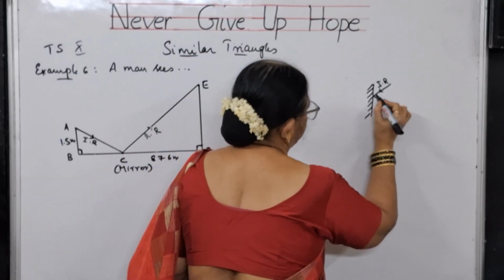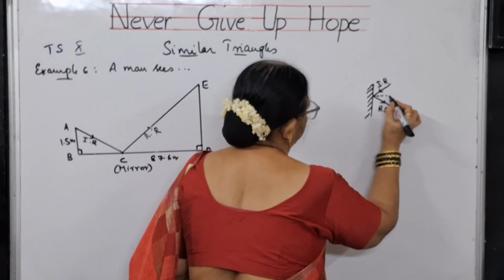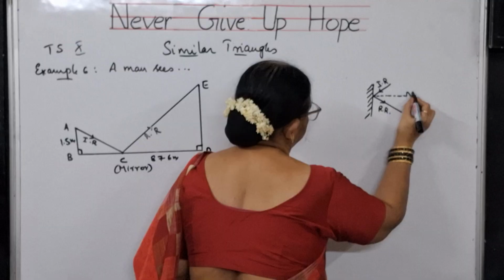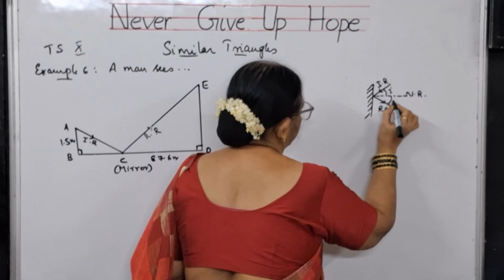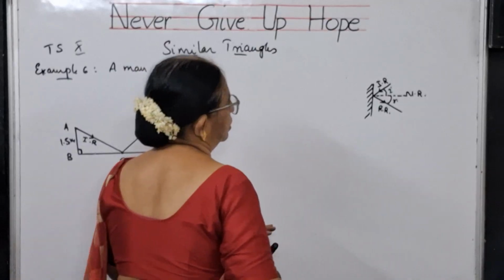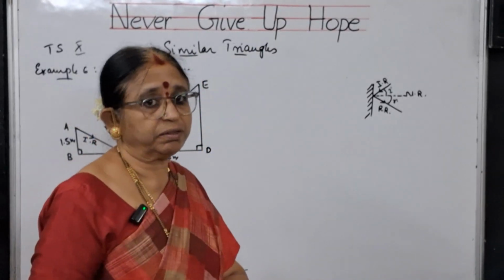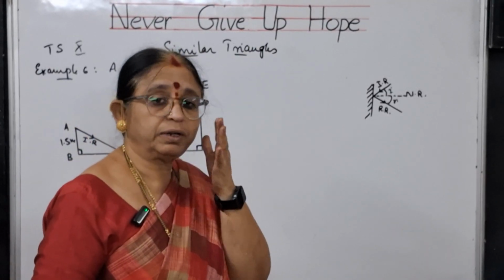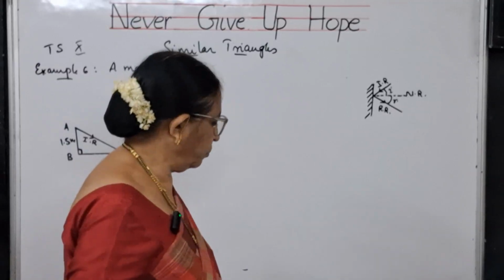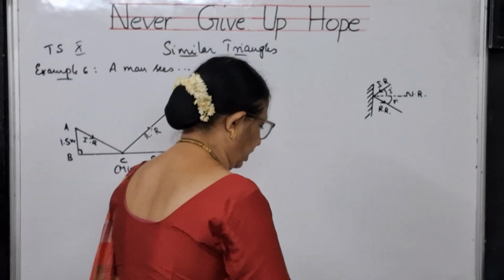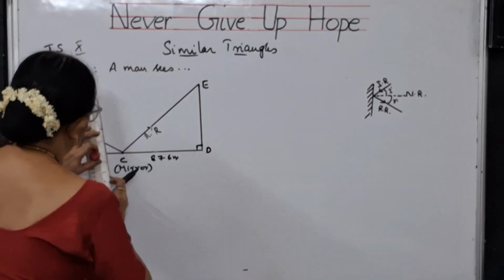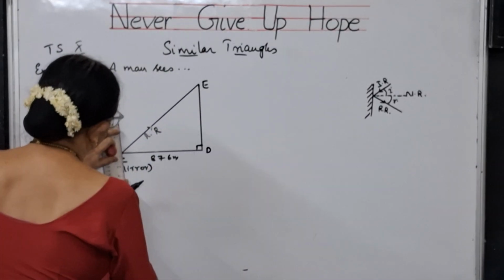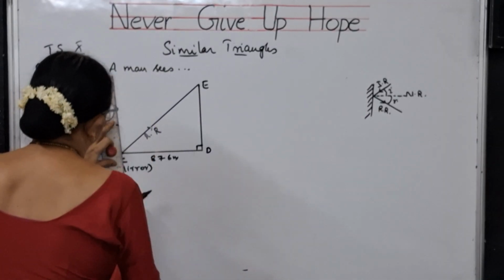This is the point of incidence. If you draw a line perpendicular, this is the normal ray. Then this is called the angle of incidence. This is called the angle of reflection. And always the angle of incidence is equal to the angle of reflection, which you have studied in your physics earlier also. So let me draw a normal ray. Normal ray means a ray perpendicular.